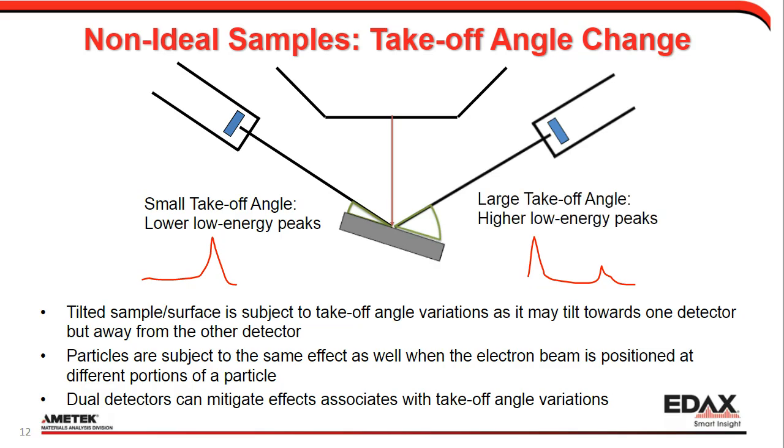On the right-hand side, the large takeoff angle gives a shorter escape path for X-rays. Low-energy X-rays are subject to less absorption, resulting in higher low-energy peaks in spectrum. For particles, they are subject to the same effect when the electron beam is positioned at different portions of a particle. The takeoff angles can be smaller or larger than normal. When dual detectors are used, the effects associated with takeoff angle variations will be reduced by merging the two sets of data.